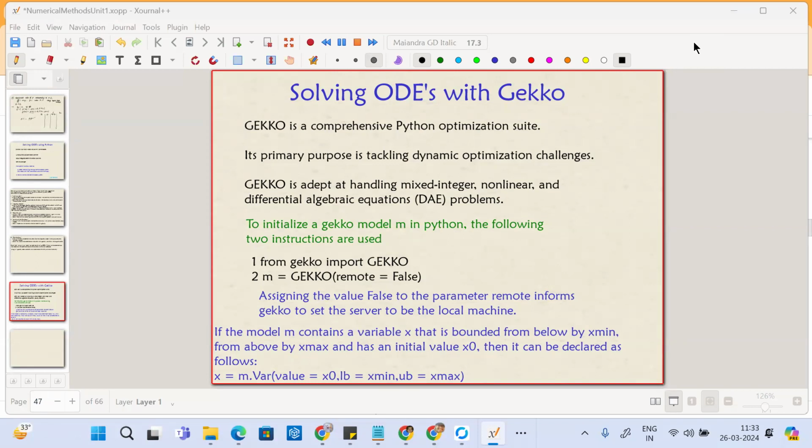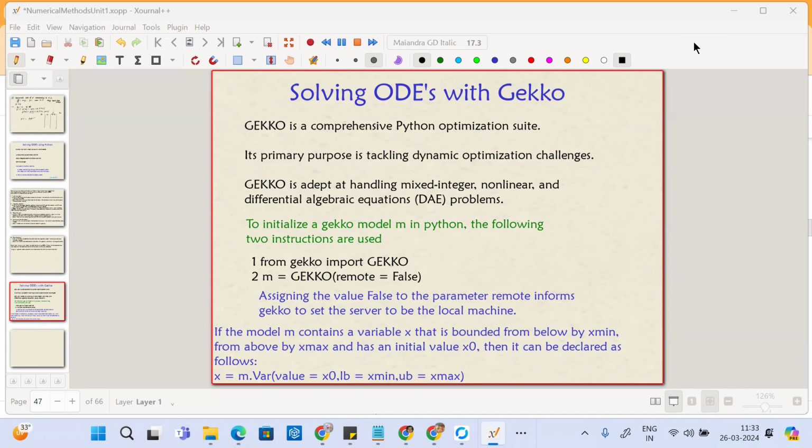One of your projects would be to solve ODEs using Gecko. I have missed this, so let me give you just a brief outline, but you have to do it as I described using solve IVP and ODE int. You have to do something using Gecko. Okay, that's your project, one of the projects.